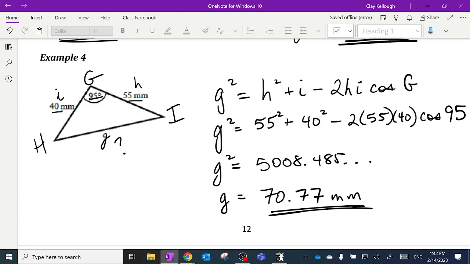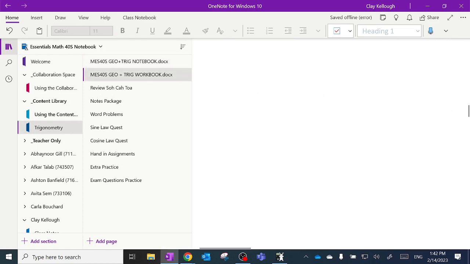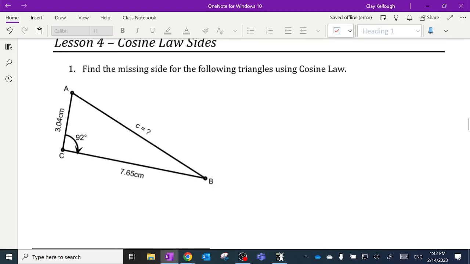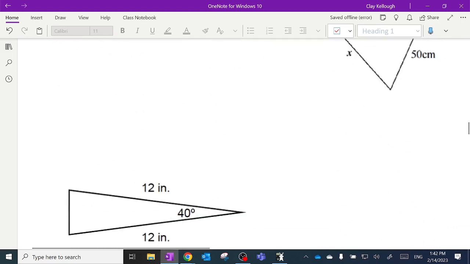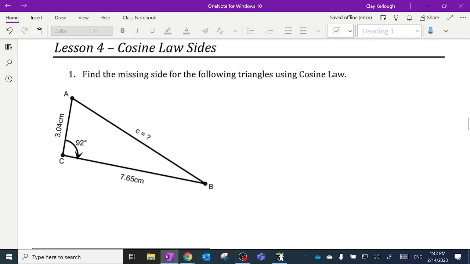Okay, so now you can try the lesson 4 questions in your workbook. And there they go. I think there's only one page of them. And then tomorrow we'll figure out how to use this ugly formula to find angles. All right, get started.